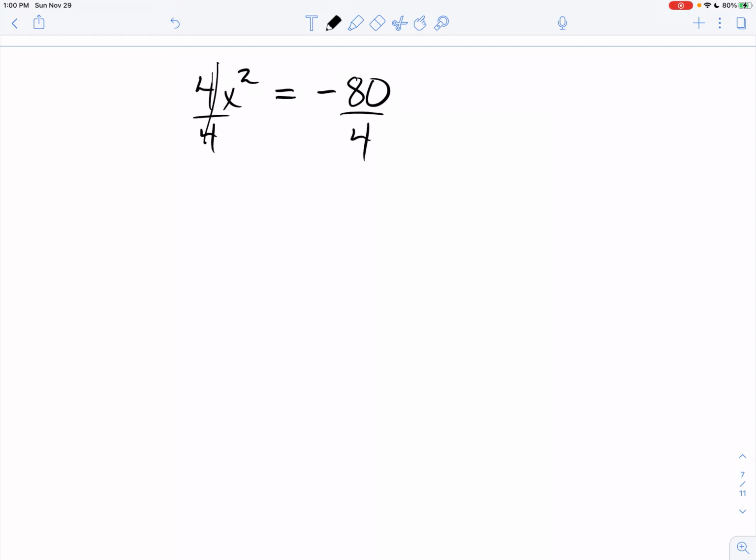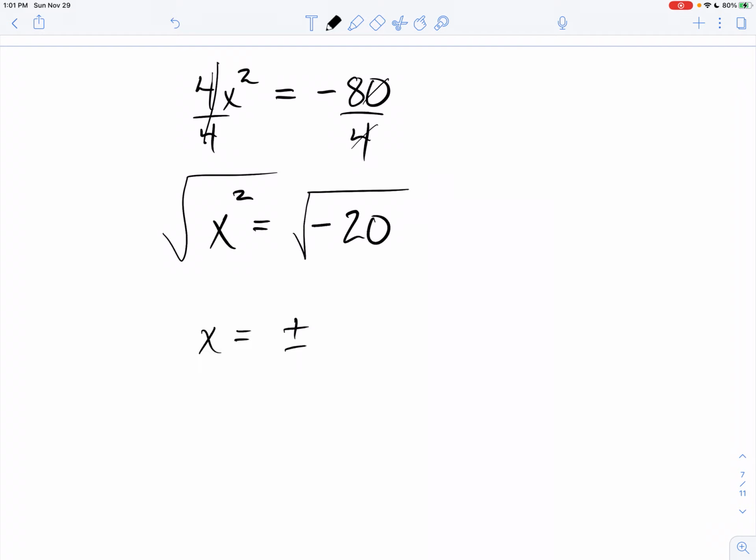Cancels the 4, and you get 1x squared. On the other side, you got a negative. You do. So you know i's are going to pop out. Does 4 go into 80? It does. Let's reduce it. Let's make it smaller. That's -20. Root. x equals plus or minus.